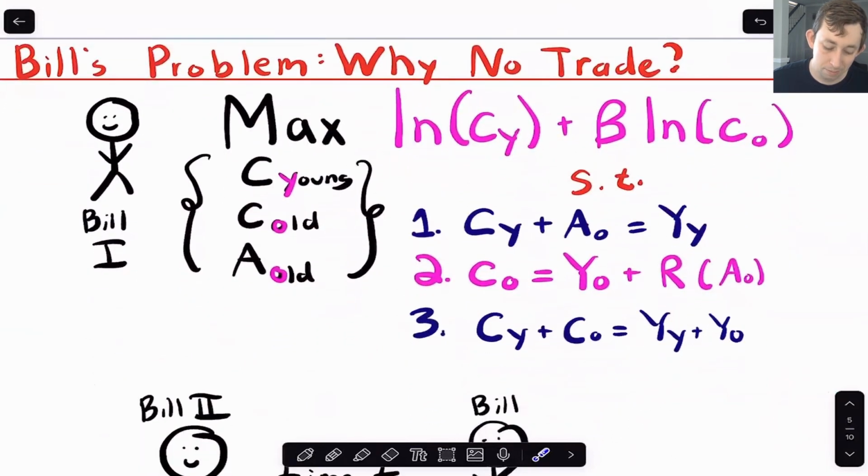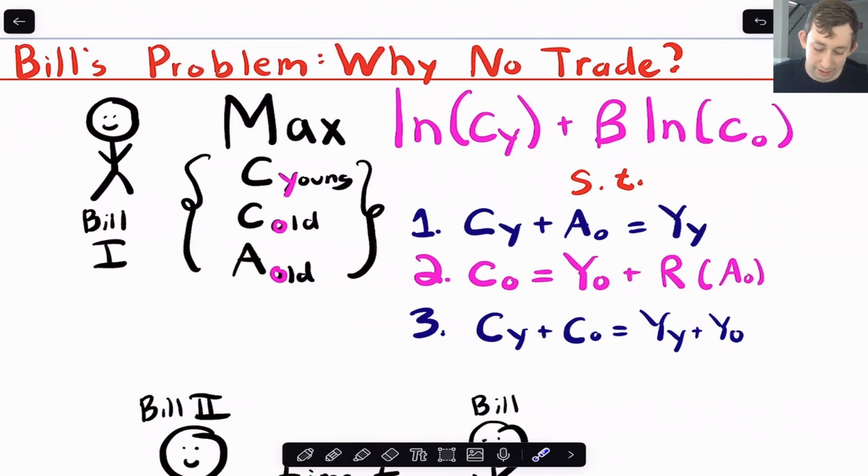And now we went back to Bill's problem. And the point of talking about Bill's problem here is now we're going to talk about why Bill does not save when he's young. Why he does not trade with an older person so that he can get some extra income when he's old. Well, his problem, again, he's going to max U of C_Y, which is now the natural log, plus beta natural log of C_O, where C_O is the consumption when he's old. C_Y is the consumption when he's young.